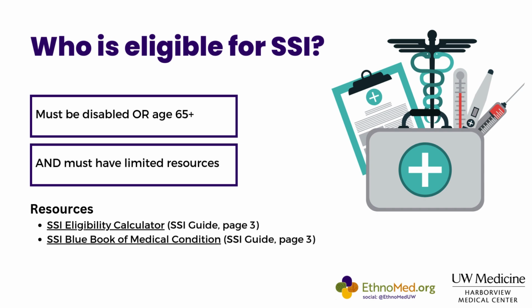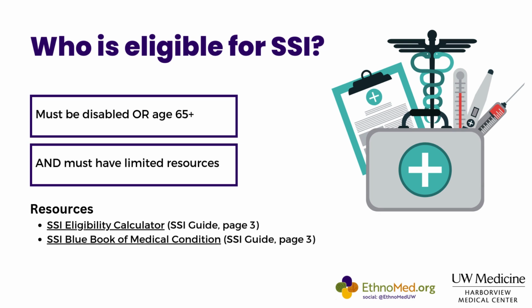So let's go into more detail about who is eligible to receive SSI. Like I mentioned on the previous slide, you must be disabled or age 65 and older, while also having limited resources in order to qualify. If you're serving a client who is 65 years or older, they will qualify as long as they meet income restrictions. For clients that have a disability, the process is much more complex, and they must prove that they meet Social Security's definition of the disability for that condition in order to be approved.